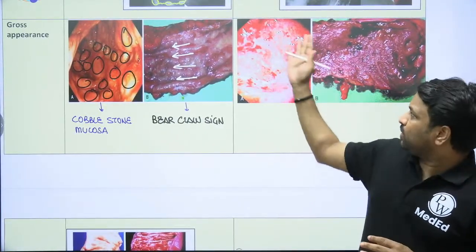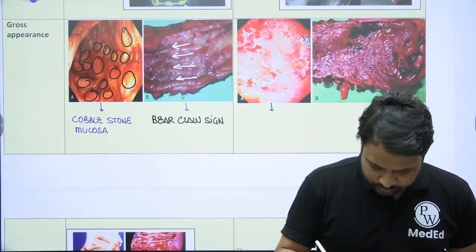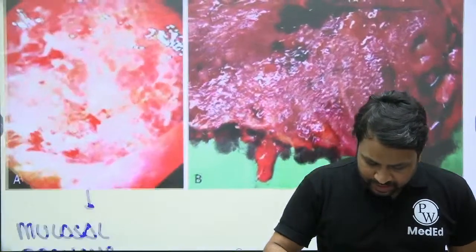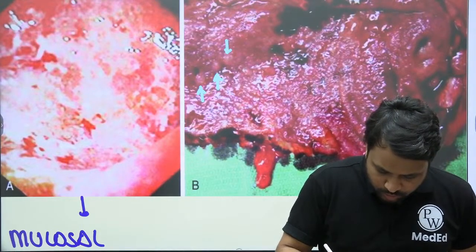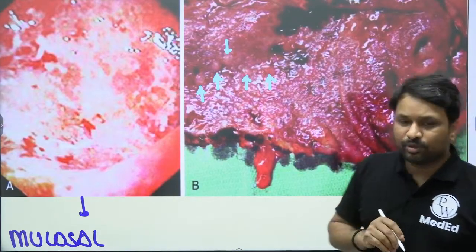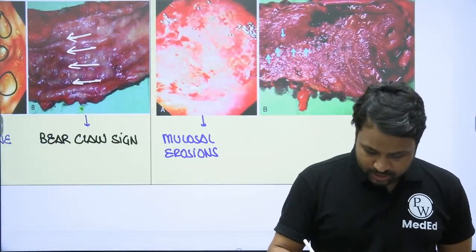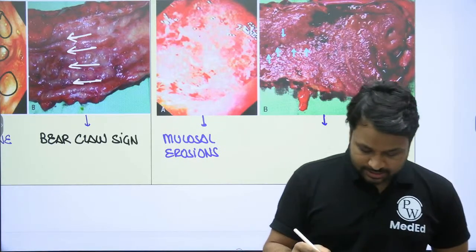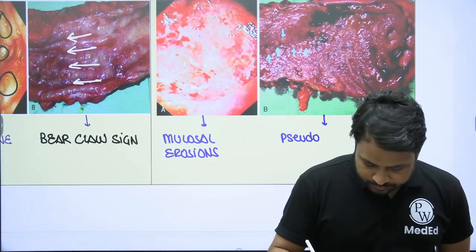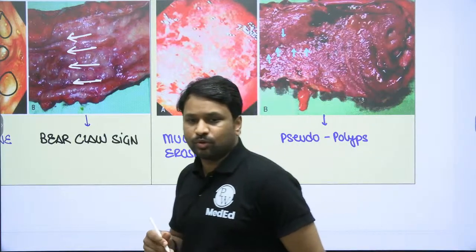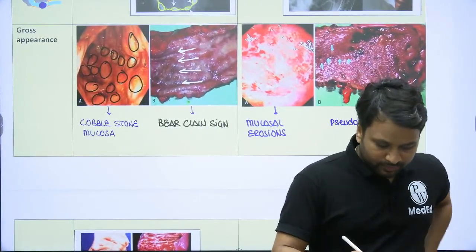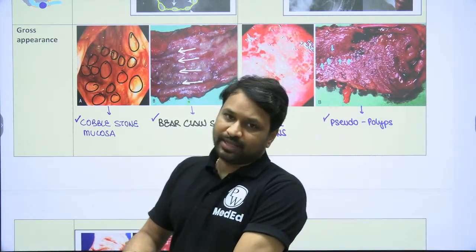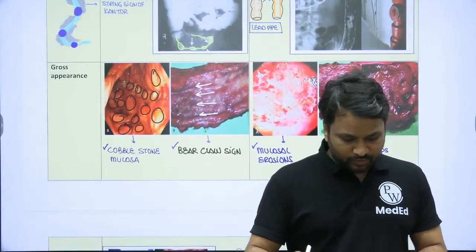Now, when you look at ulcerative colitis, one, you can see mucosal erosions are present. And if you look very carefully, you will find these small nodules. These small nodules that you are able to appreciate are what we call pseudo polyps. Pseudo polyps are a hallmark sign. They're not true polyps, they're just inflammatory polyps. They're the hallmark sign of what? Ulcerative colitis. So these are the various findings that you have: the cobblestone mucosa and bear claw sign, mucosal erosions with pseudo polyps, and continuous lesions that you will see in the context of ulcerative colitis.